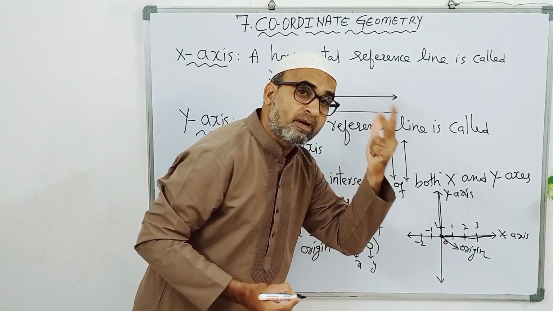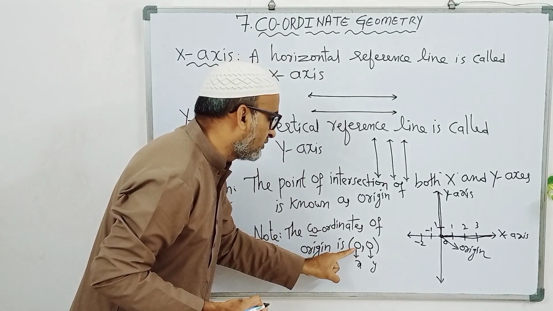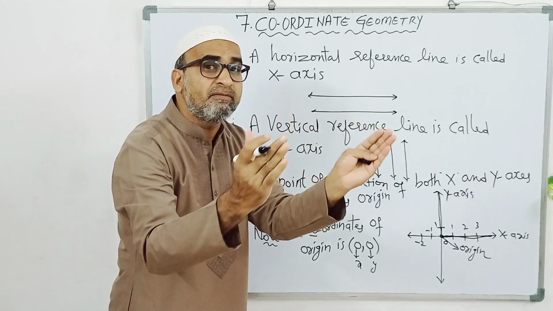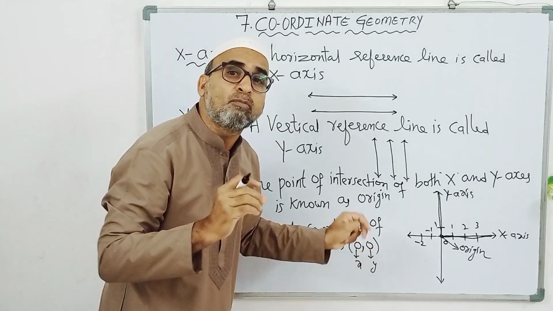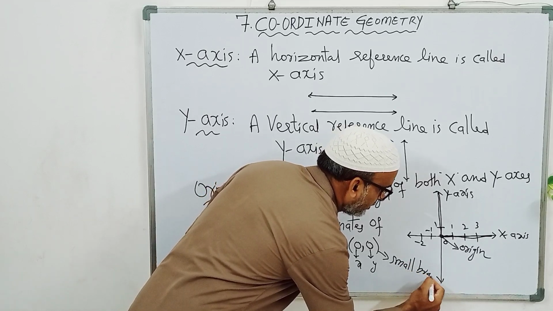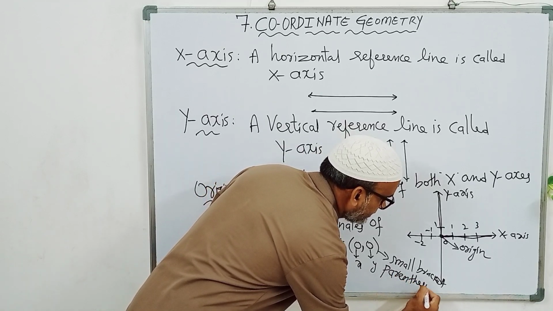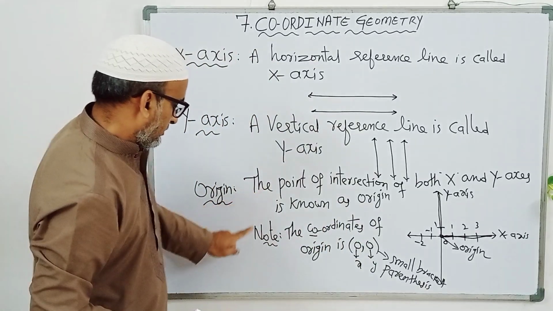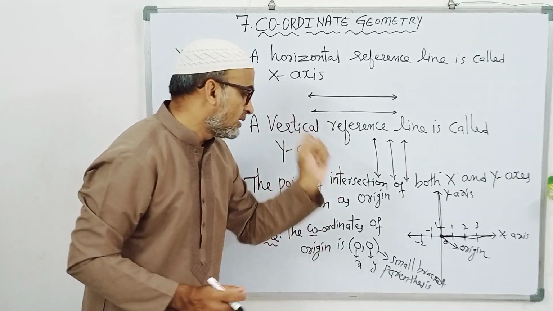And at origin, what are the coordinates? Coordinate means what is the point of x, what is the point of y. The point of x will be 0, the point of y will be 0. We are combining these two, separating with a comma, and closing the two elements in one bracket known as small bracket or parenthesis. This type of bracket. So note the coordinates of origin, means the point of origin is 0, 0.